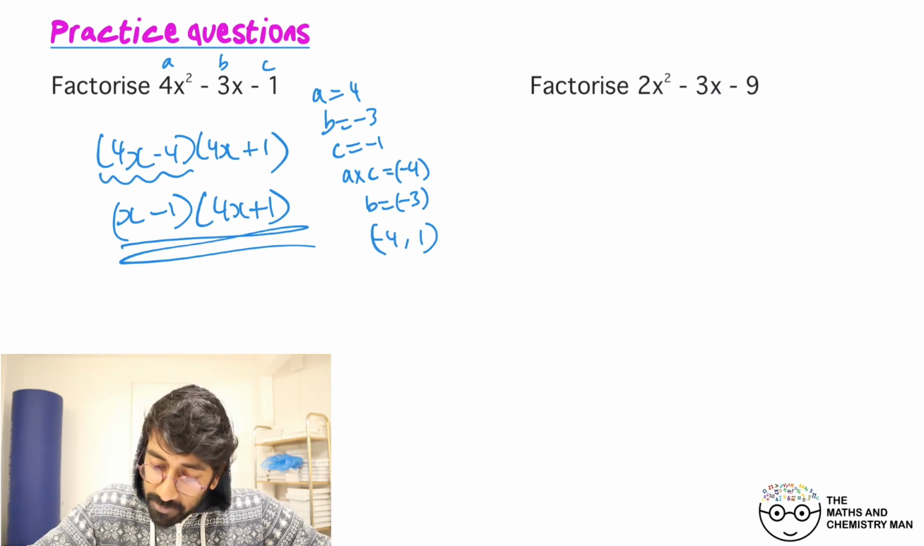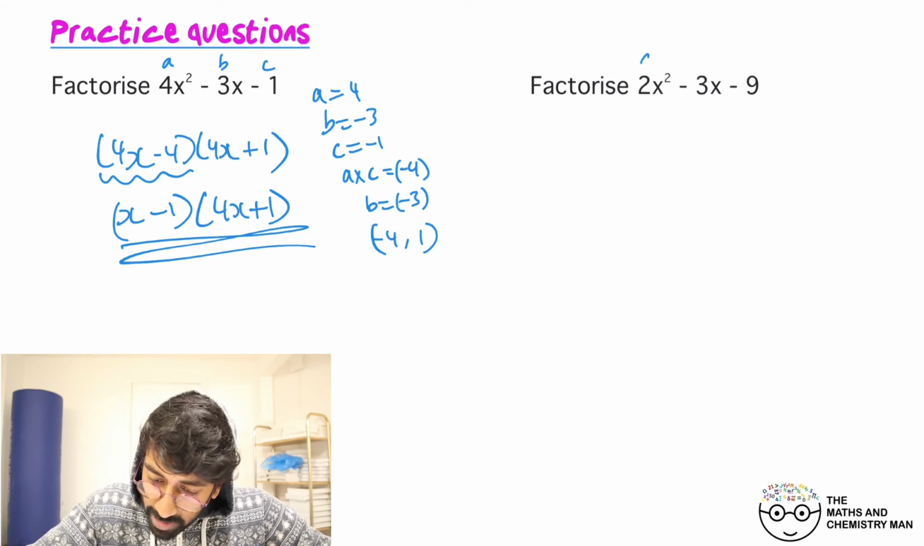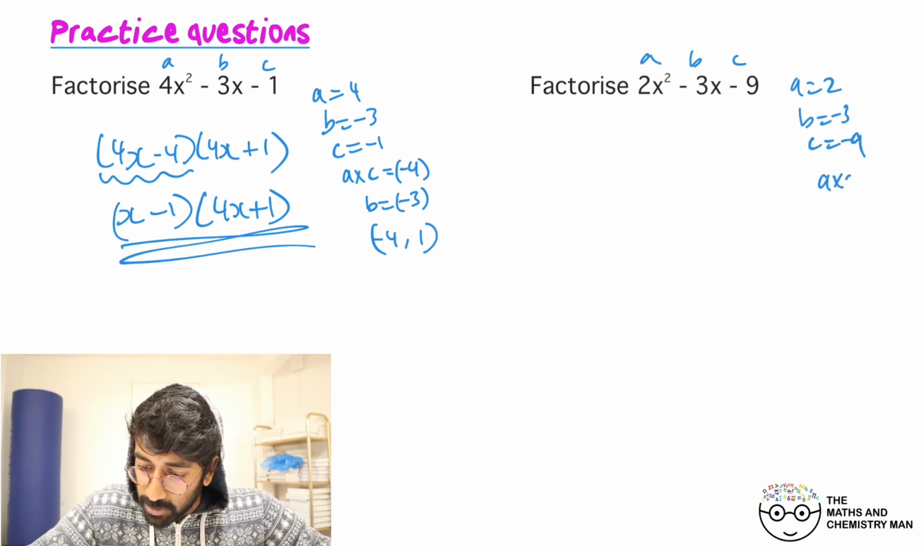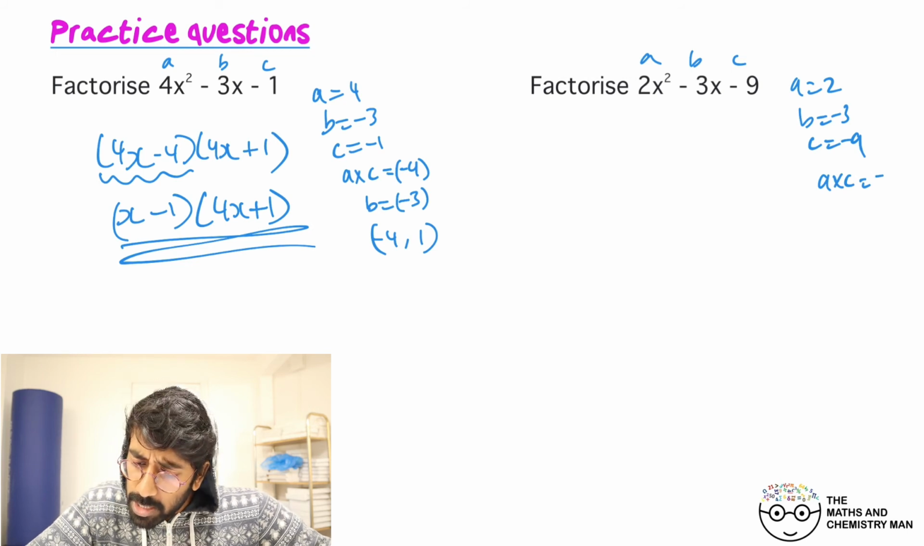Now have a look at the other one. What have we got here? Well, we've got A, B, and C. A is equal to 2. B is equal to minus 3. And C is equal to minus 9. So A times C, what's that give me? That gives me minus 18.